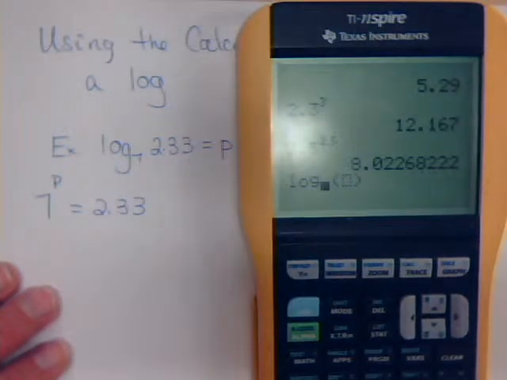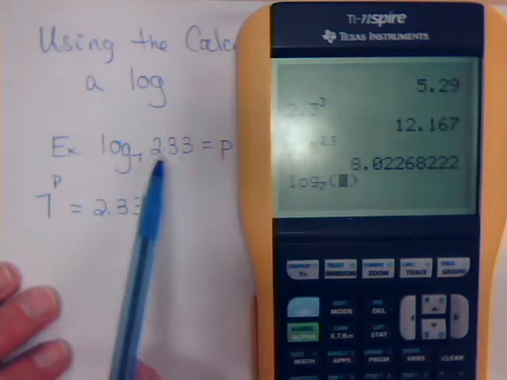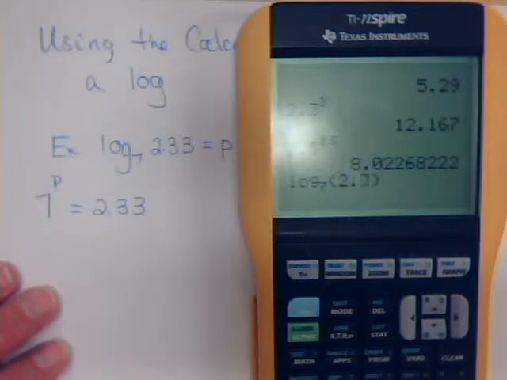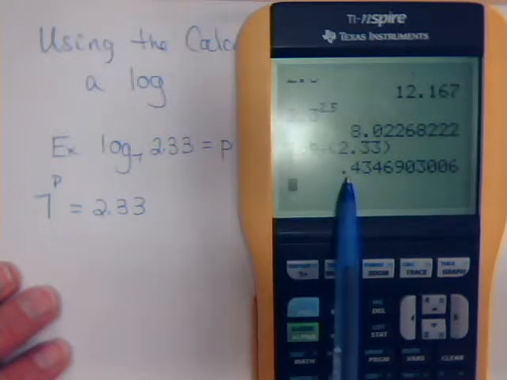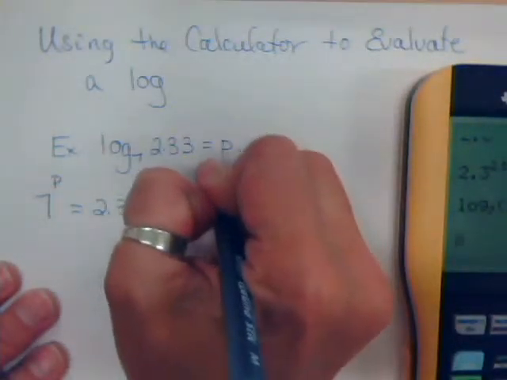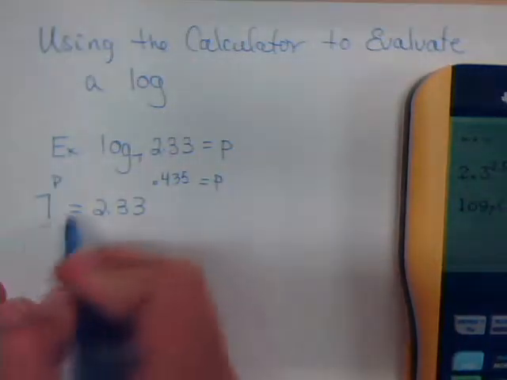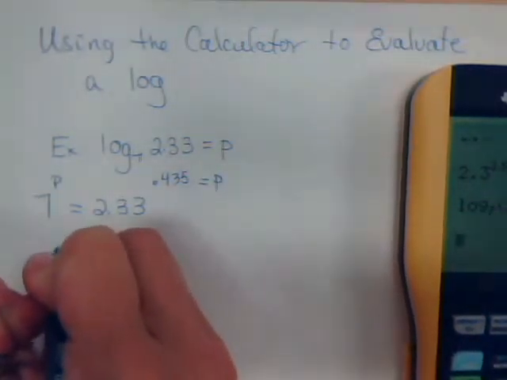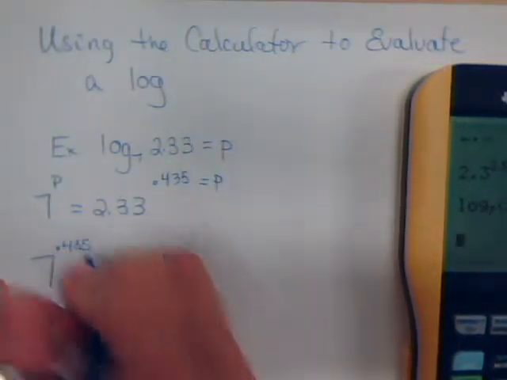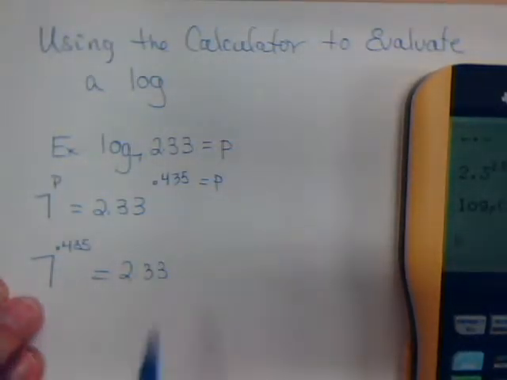We have log, we have base 7. We're going to go over to the box in parentheses, and we're going to type in 2.33. We're going to hit enter, and so that is 0.435. So P is equal to 0.435. So really what this is saying is 7 raised to the 0.435 power is equal to 2.33. So we've just figured out what that exponent is, but using logs.